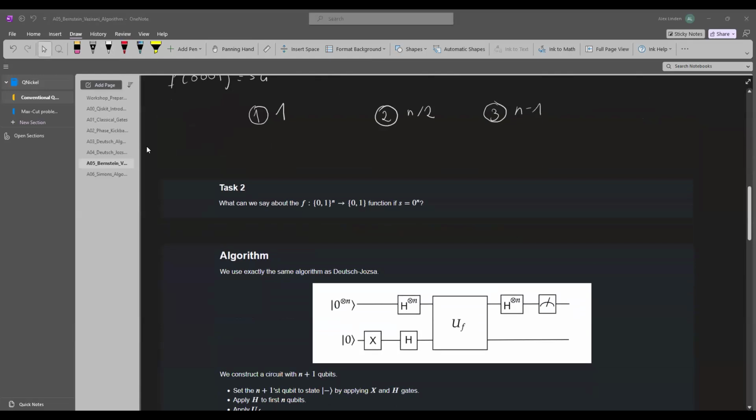So next, what can we say about the f function if s is just zeros? Well, if s is just zeros, then how many common ones can there be? None, because all of these will be looking at 1 0 or 0 0. In both these cases, they are not common ones.